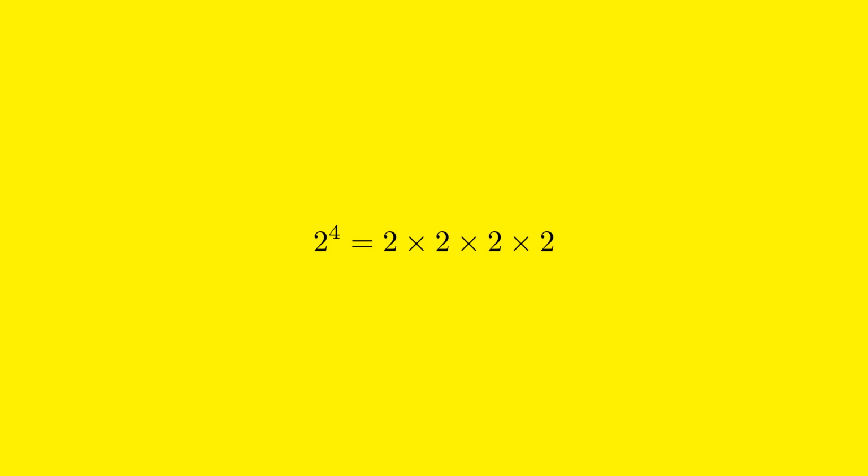Each 2 represents the number being multiplied by itself. To make it clear, 2 raised to the power of 4 is transformed into 2 times 2 times 2 times 2. This is the first step in simplifying the expression. We have expressed the exponentiation operation as repeated multiplication, which is easier to understand and solve using basic arithmetic.